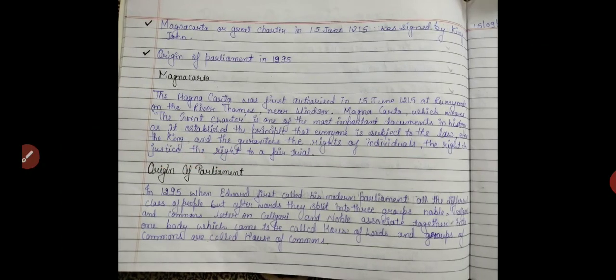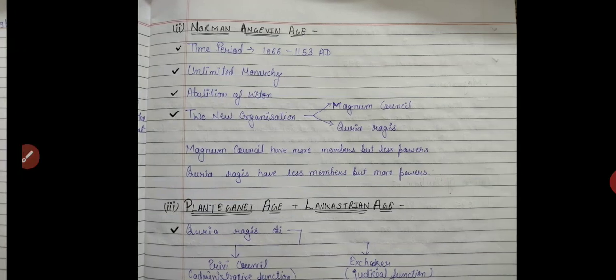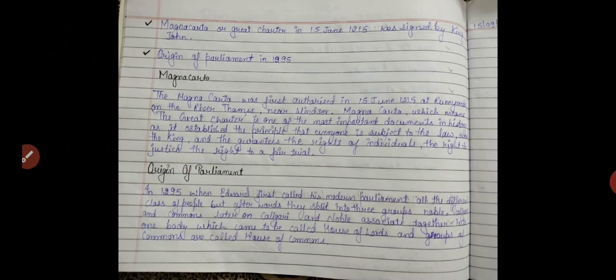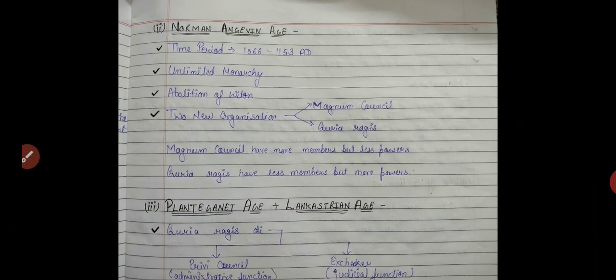Magna Carta, also called the Great Charter, was signed by King John on 15 June 1215. It was introduced in the third stage. The origin of Parliament was in 1295. Parliament originated in the third age.